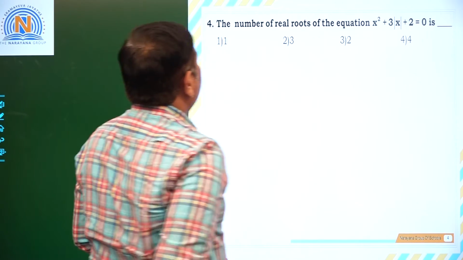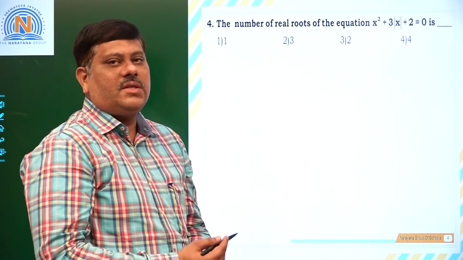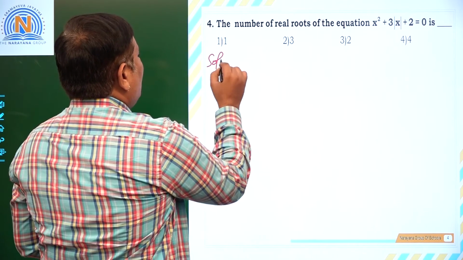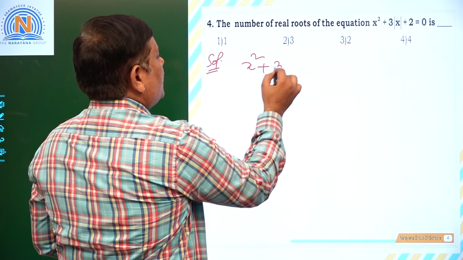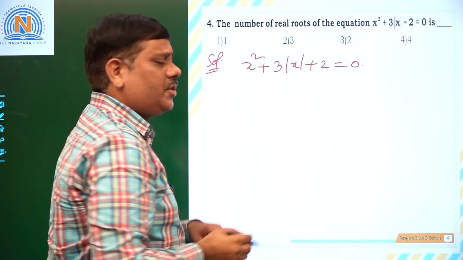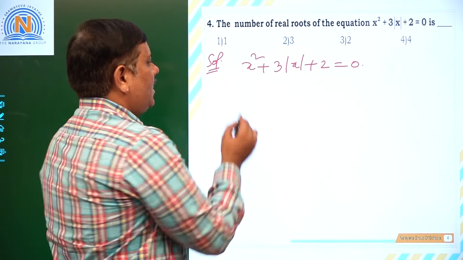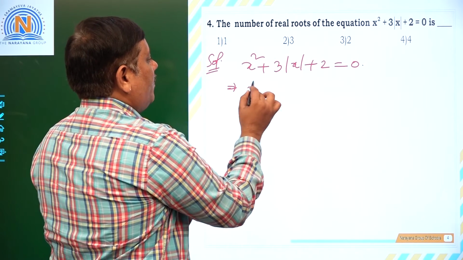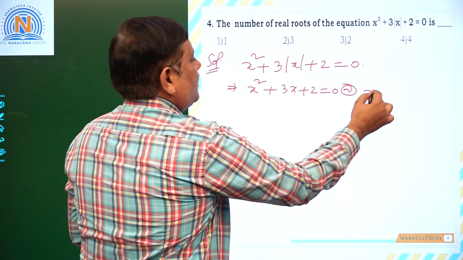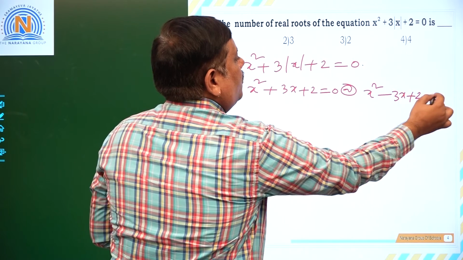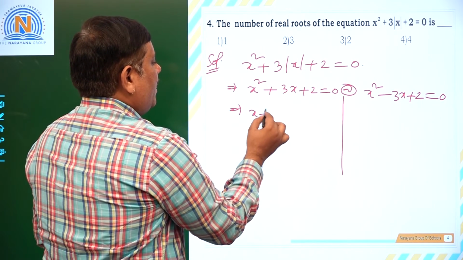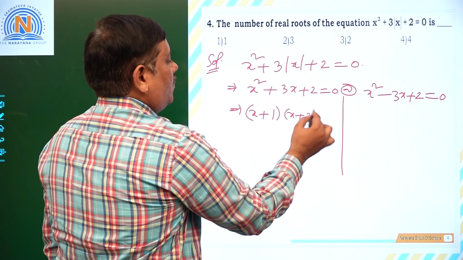Now let us see the last question. The number of real roots of the equation x square plus 3 mod x plus 2 is equal to 0 is. What is the given equation for us? X square plus 3 mod x plus 2 is 0. Whenever you have modulus function, you have to take plus or minus. That implies we will get two possibilities. One is x square plus 3x plus 2 is 0, or x square minus 3x plus 2 is 0 is another possibility. Now if at all you factorize this, it is going to be x plus 1 times of x plus 2 is 0.